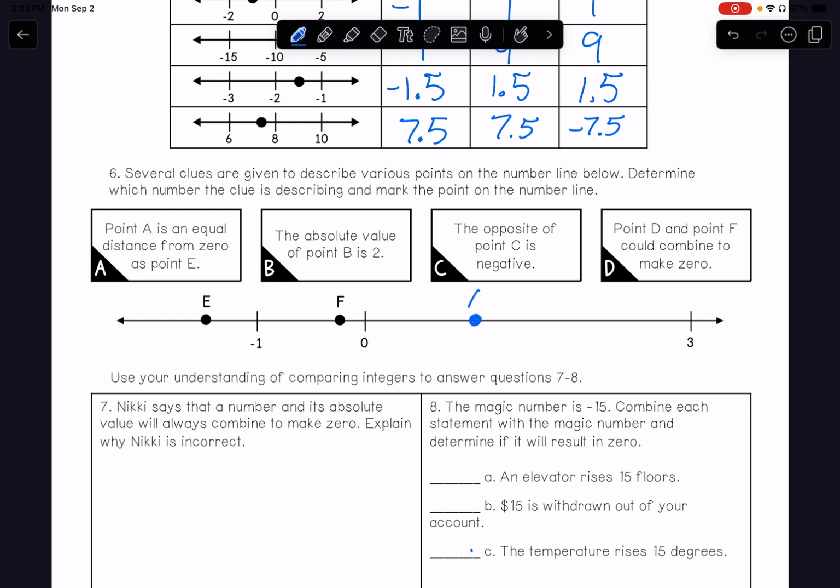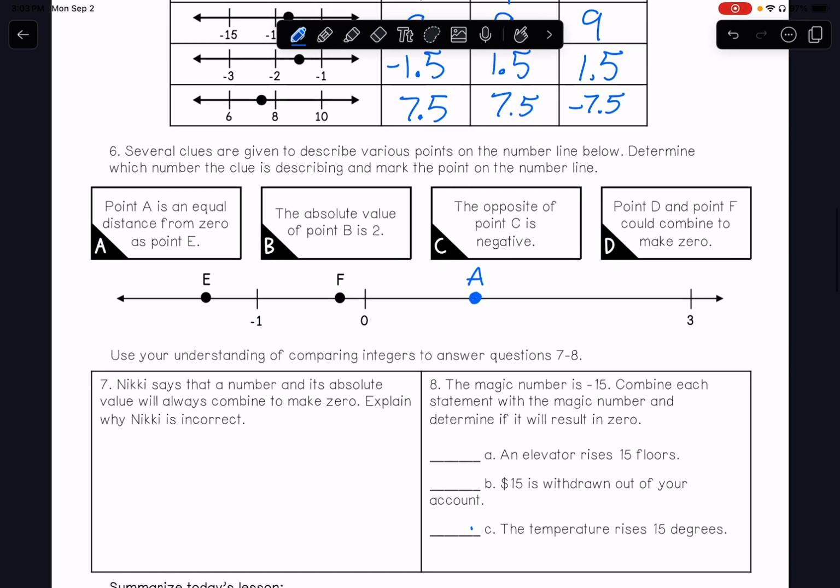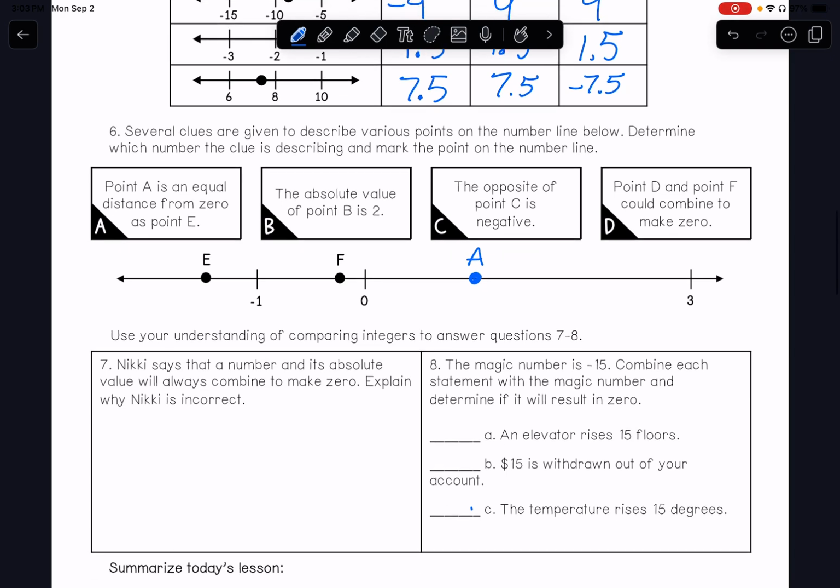Next one, B. It says the absolute value of point B is 2. Well, it could be either positive or negative. We don't have much information here. So I'm going to plot it at -2. I'm going to put it to the left side. So you could plot it as +2. I did -2. Okay, it varies.